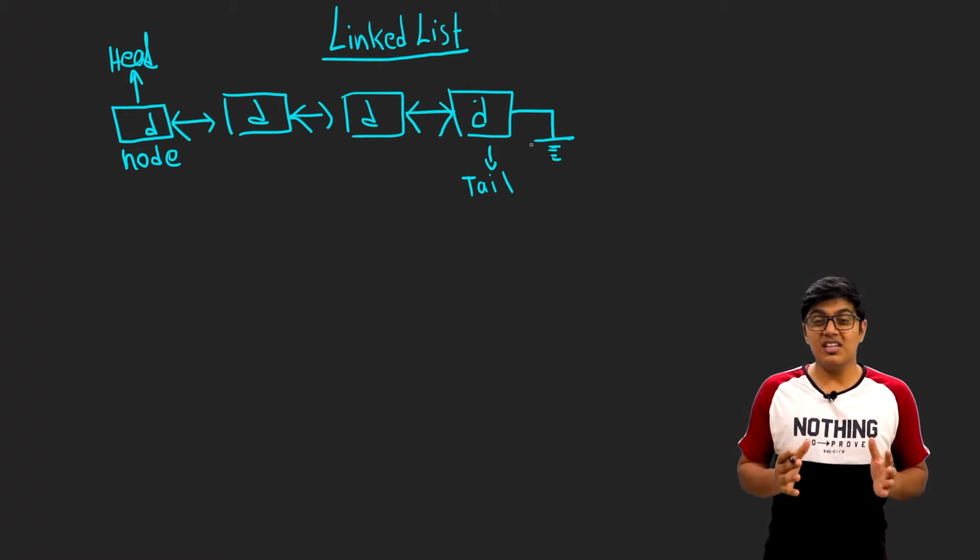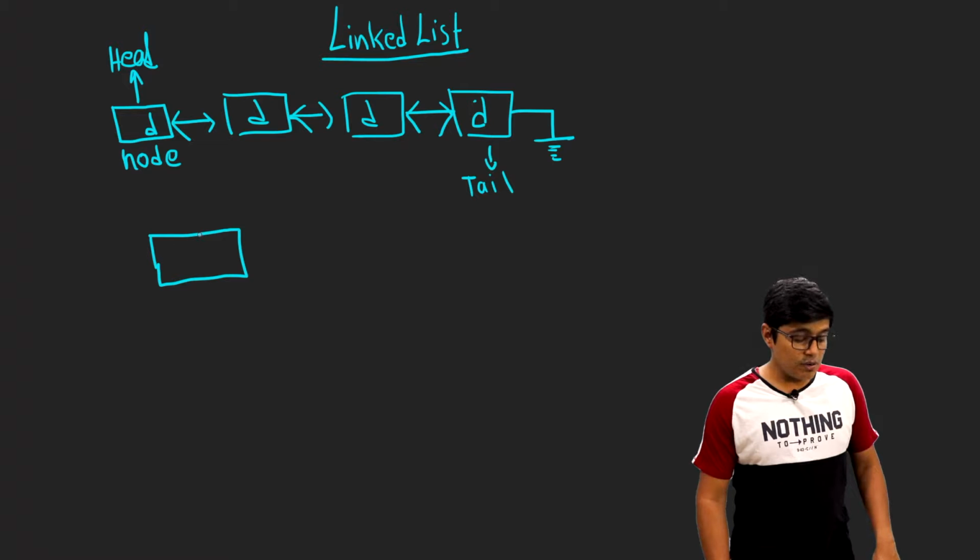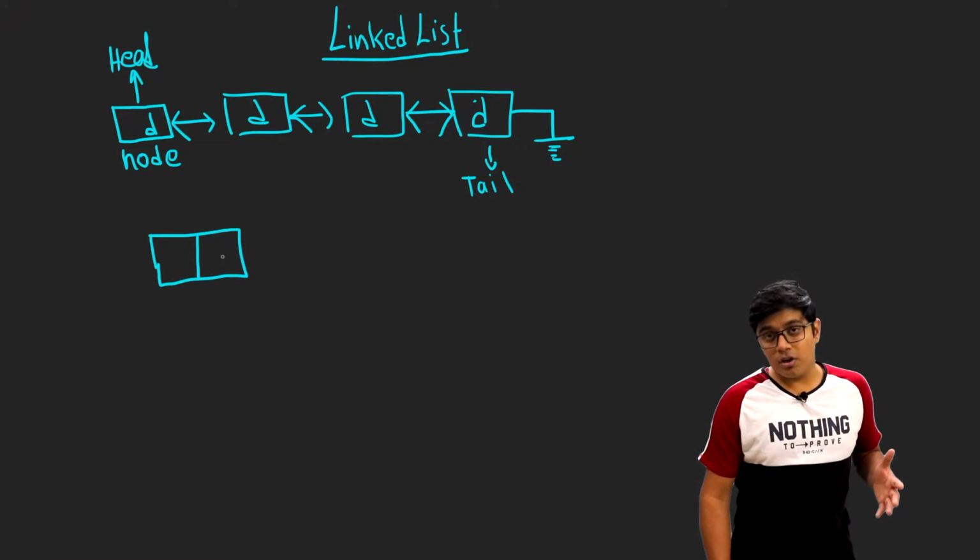So now we're going to see a graphical implementation of a linked list. In a single linked list, you can tell there are two blocks.